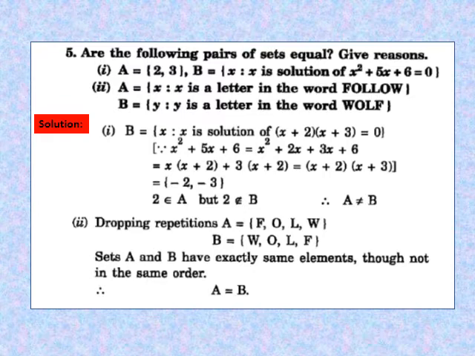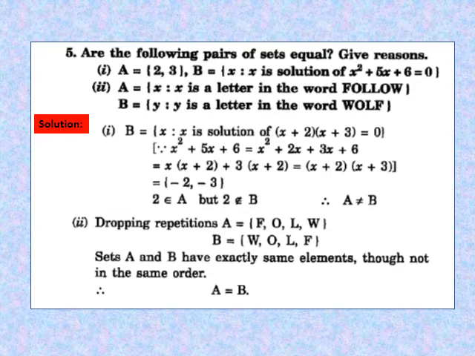Okay, so let's solve. If you factorize and simplify, we have learned middle term split and finding the solutions. So we'll get x is equal to what? Minus 2 and minus 3. So the set B becomes {minus 2, minus 3}. Now A was {2, 3}, B is {minus 2, minus 3}. So they have different elements. Since their elements are different, A is not equal to B. Clear?